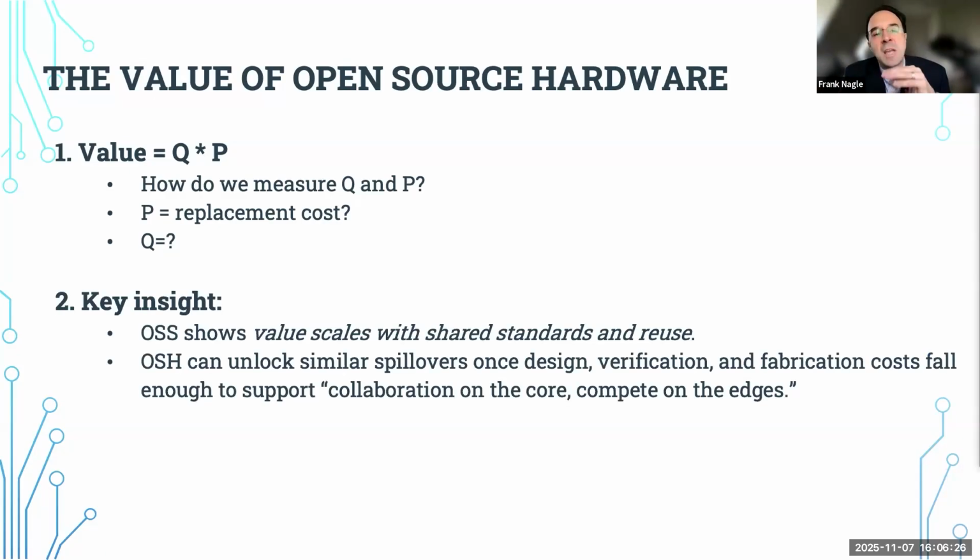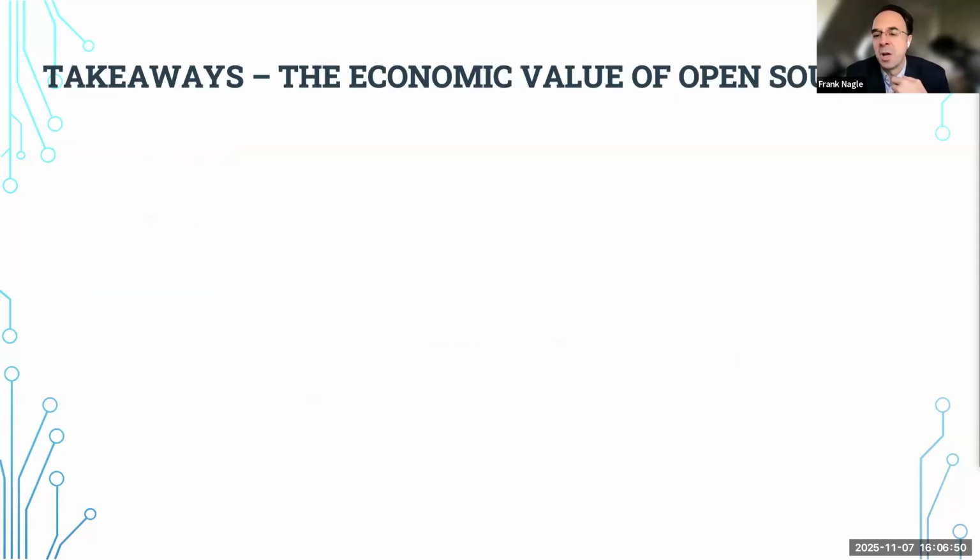And so lastly, these key insights: open source shows that value scales with shared standards and reuse. And open source hardware is moving in this direction and can unlock similar spillovers as more of these costs start to fall as a result of this more supportive and open environment, when we're thinking about collaborating on the core aspects of the technology while competing on the edges and what's built on top of that.